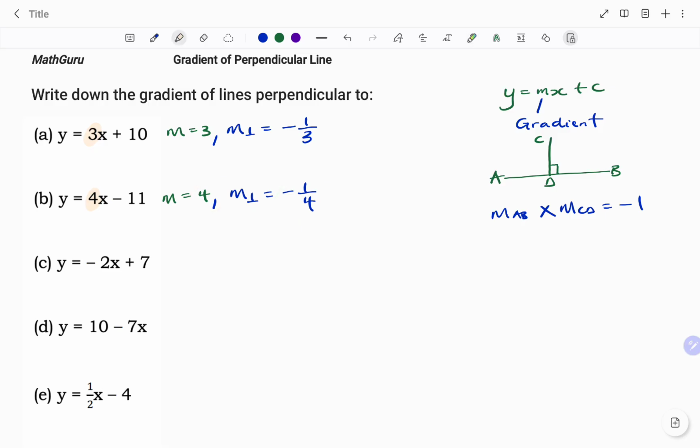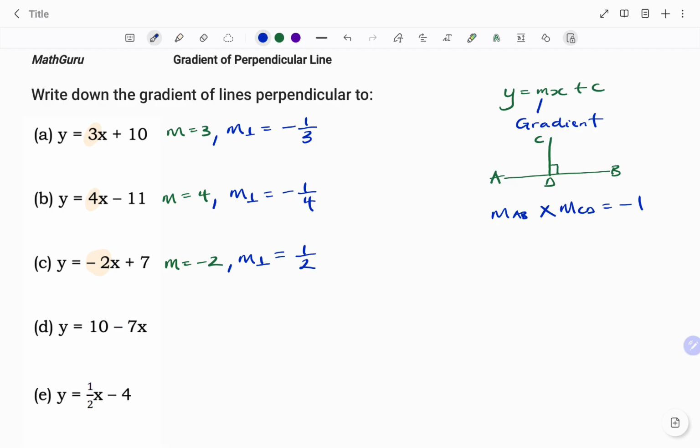Moving ahead with our examples, in the next one we have y equals -2x plus 7. The coefficient of x, which is the gradient, is -2. So I have m equals -2. Therefore, the gradient of the perpendicular line will be equal to the negative inverse. Negative times negative, that's positive. So that will be 1/2.